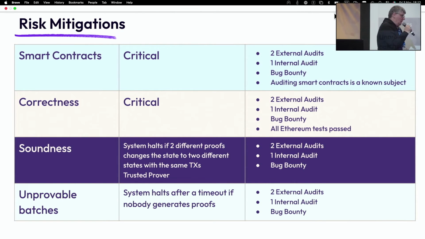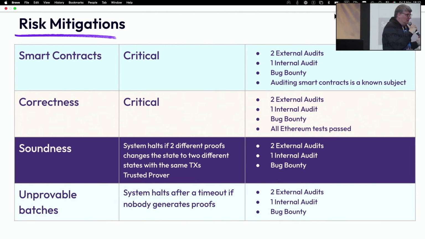The last two things: one is soundness. Soundness is more tricky. I would say that it is much easier for a soundness bug to be in the prover. A soundness bug in the prover means that with the same state and the same transactions, you can compute two different states. This would be a typical example of a soundness problem.